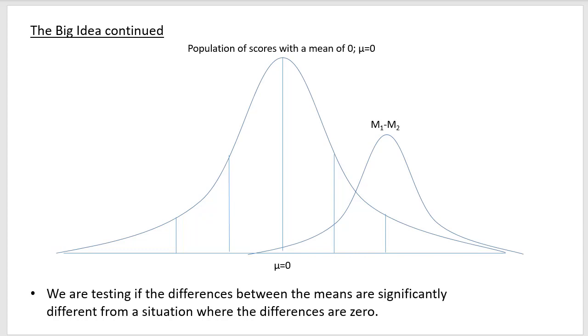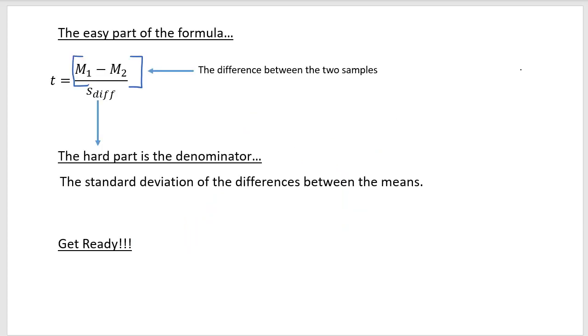And the top of the equation is easy, just finding the difference. The bottom gets a little bit tricky. We look at the two top numbers and we want to find out the difference between the two groups and then divide it by the standard deviation of the distribution of the differences between the means. The S-diff is the standard deviation of the difference between the two groups.